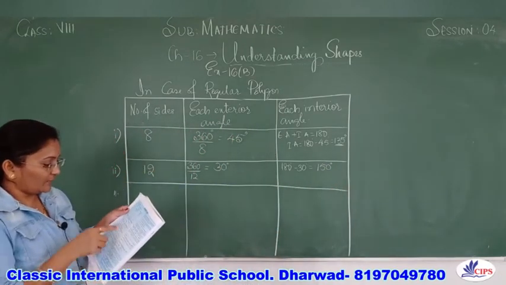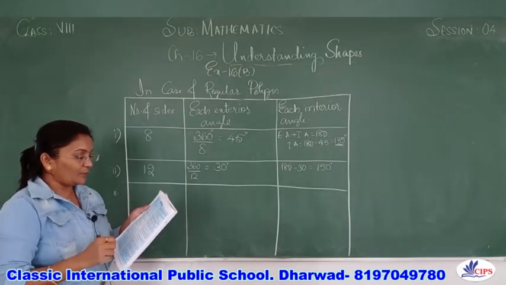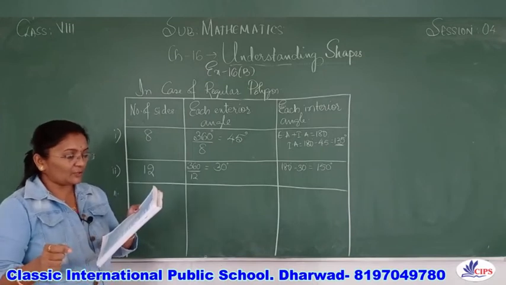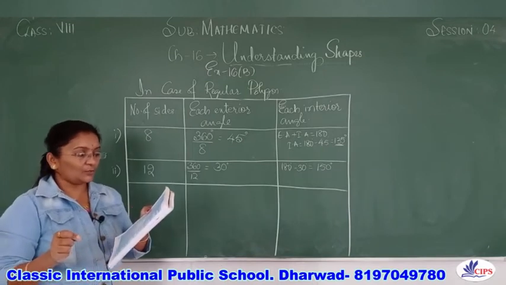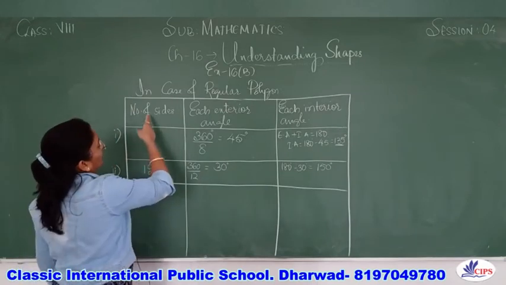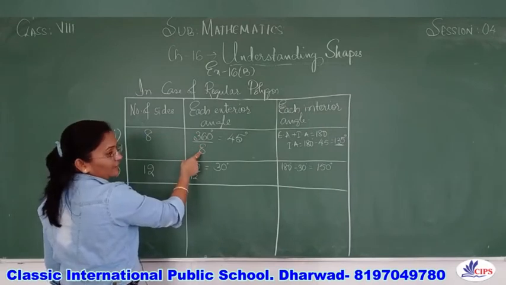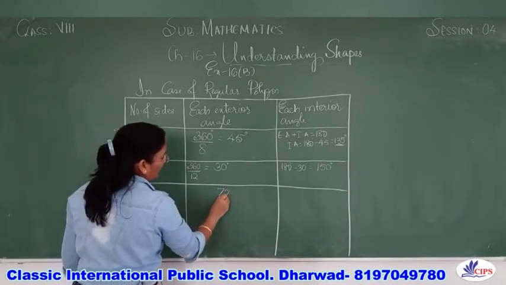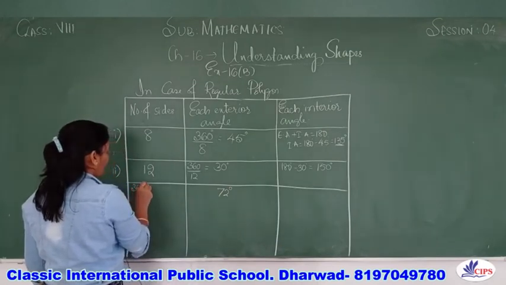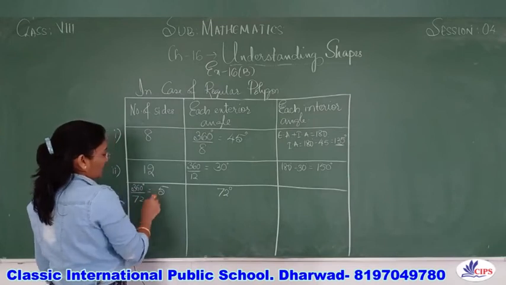So the third one, what have they given? They have given you the measure of the exterior angle. So how do we find the interior angle? When they have given the measure of the exterior angle, what will you do to find the number of sides? It's vice versa. When the number of sides is given, you divide 360 by 8. Now here they have given you 72 degrees. Divide 360 by 72. How much do you get? 5.